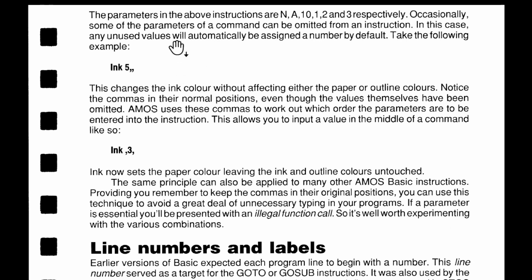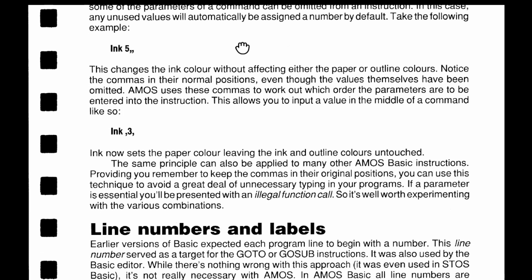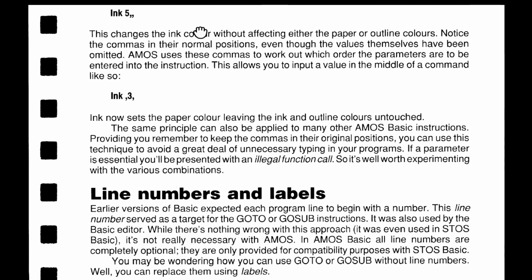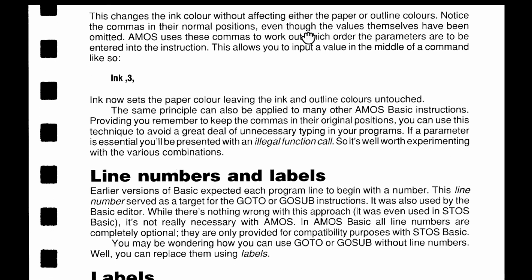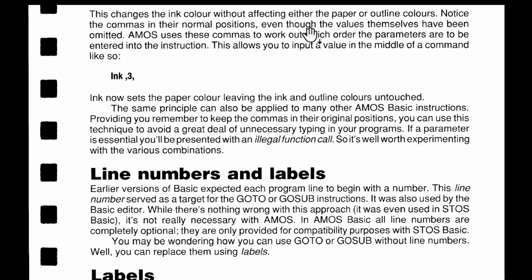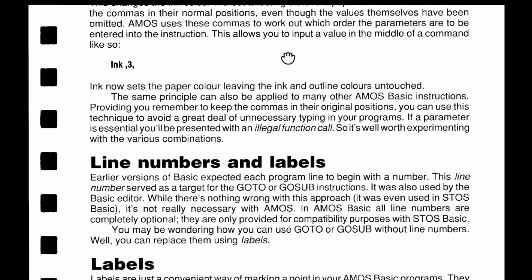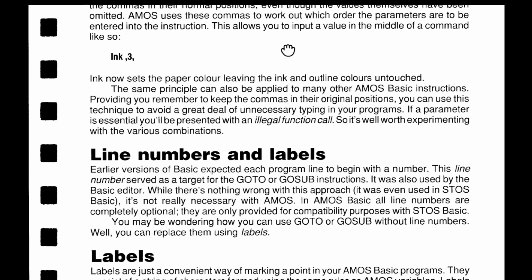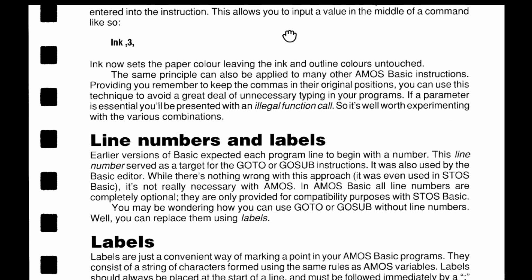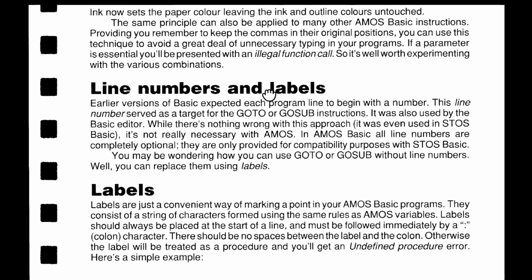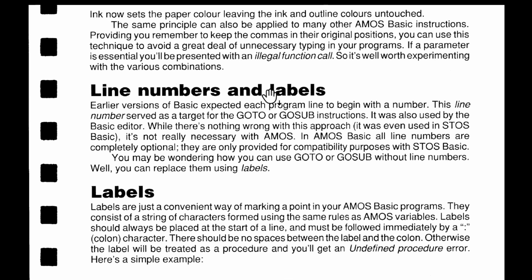Occasionally, some of the parameters of a command can be omitted from an instruction. In this case, any unused values will automatically be assigned a number by default. Take the following example. Ink 1,,. This changes the ink color without affecting either the paper or outline colors. Notice the commas in their normal positions, even though the values themselves have been omitted. AMOS uses these commas to work out which order the parameters are to be entered into the instruction. This allows you to input a value in the middle of a command, like so. Ink ,3. Ink now sets the paper color, leaving the ink and outline colors untouched.